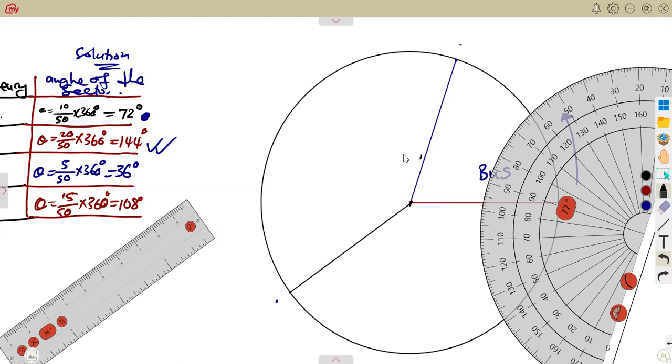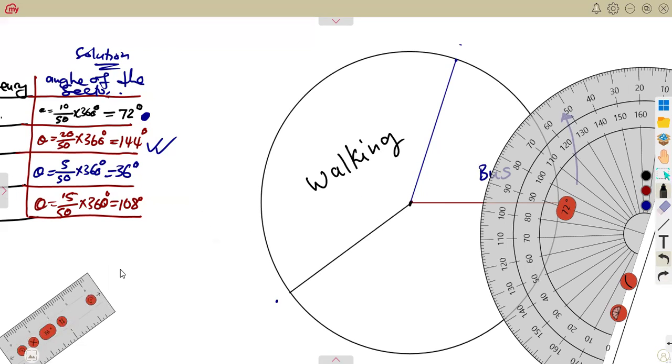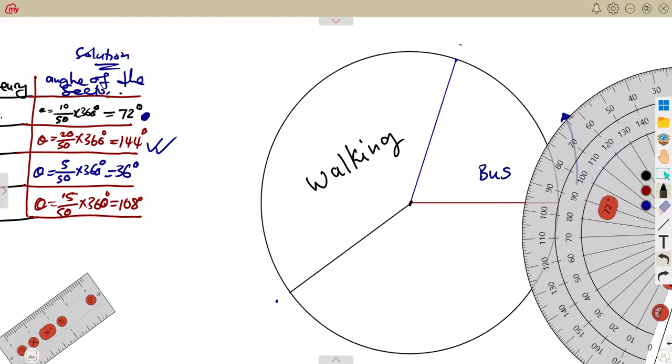So this is the 144 degrees, representing what? By walking. You write what is represented there by walking. This is where we are. This is now our new radius, so we are now on this radius. We are supposed to measure the next angle, 36, on this radius.